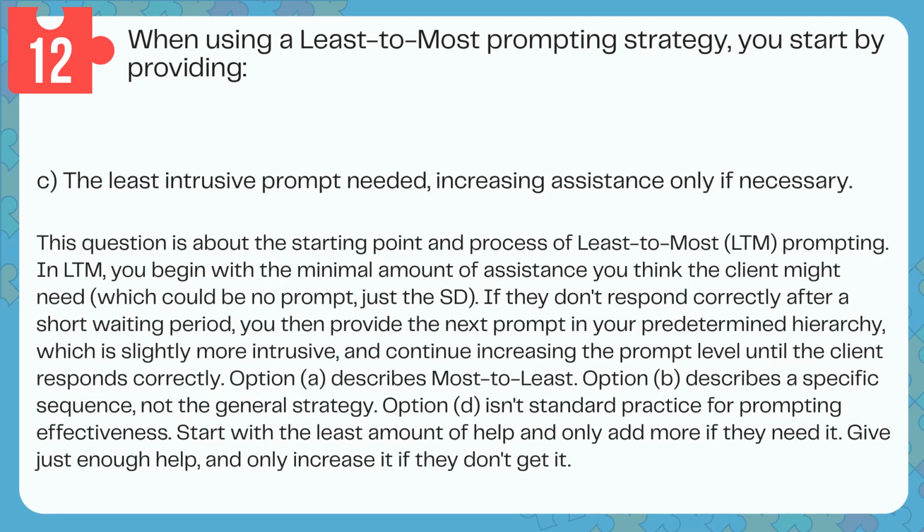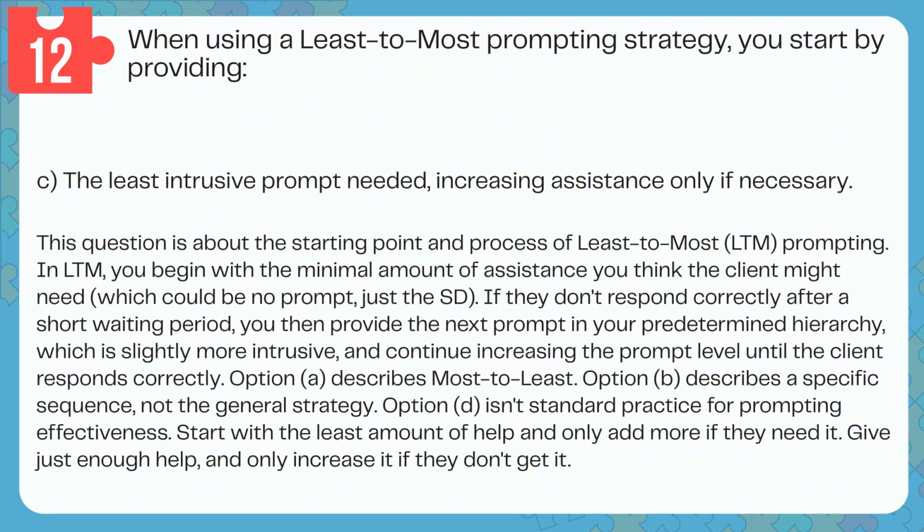Answer: C. The least intrusive prompt needed, increasing assistance only if necessary. This question is about the starting point and process of least to most, LTM, prompting. In LTM, you begin with the minimal amount of assistance you think the client might need, which could be no prompt, just the SD. If they don't respond correctly after a short waiting period, you then provide the next prompt in your predetermined hierarchy, which is slightly more intrusive, and continue increasing the prompt level until the client responds correctly.